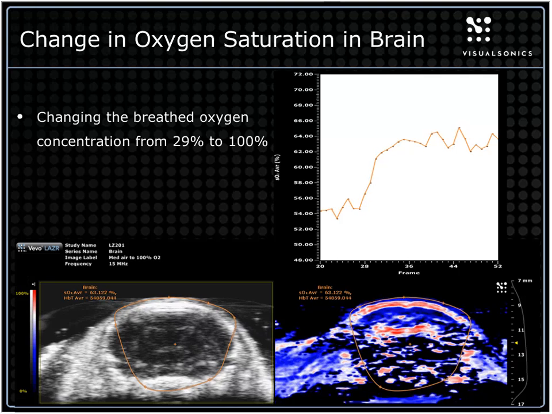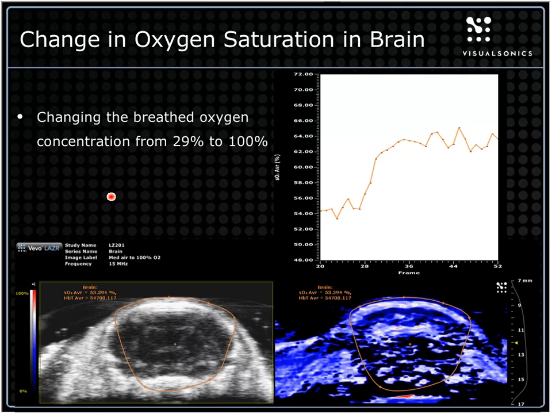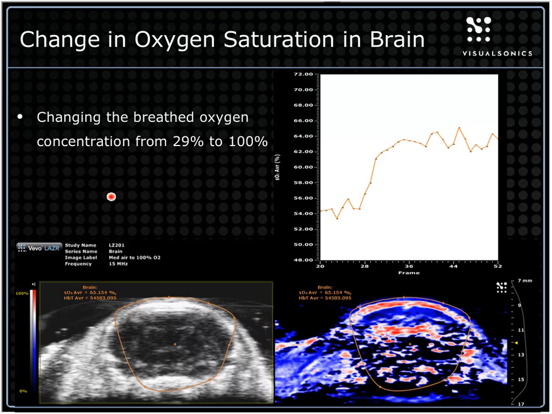And of course, by drawing an ROI, we can also do quantification. It's very important to be able to do that quantification, to measure the differences in oxygen saturation in different parts of the brain for doing the studies that I mentioned already, and I'll show some examples of those a little later.